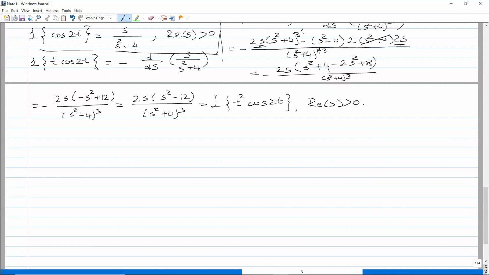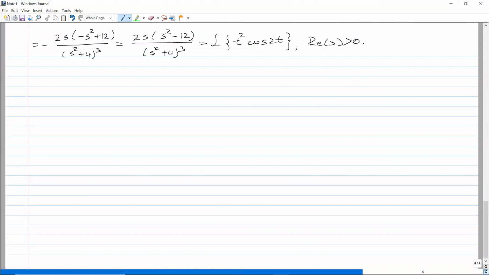Okay. Now I want to do one last example to finish off this lecture. What is the Laplace transform of, so again, if the Laplace transform of the function f is capital F for real part of s greater than some number b, what is the Laplace transform of f of ct?